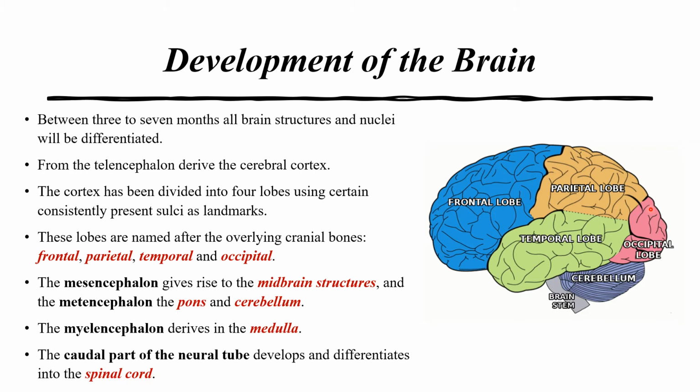So these lobes are named after the overlying cranial bones. You have first your frontal lobe. Next, you have the parietal lobe, the temporal, and then the occipital lobe. So these are the major 4 lobes of the brain. So the mesencephalon gives rise to the midbrain structures, and the metencephalon gives rise to the pons and the cerebellum. The myelencephalon derives in the medulla, and the caudal part of the neural tube develops and differentiates into the spinal cord. Okay?